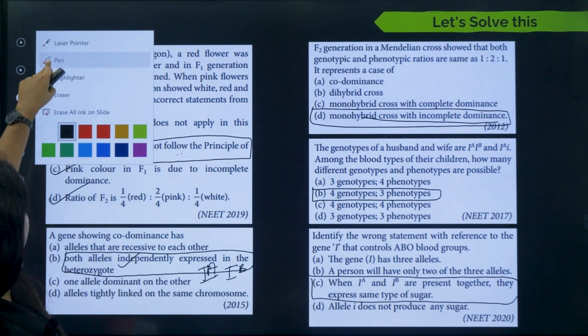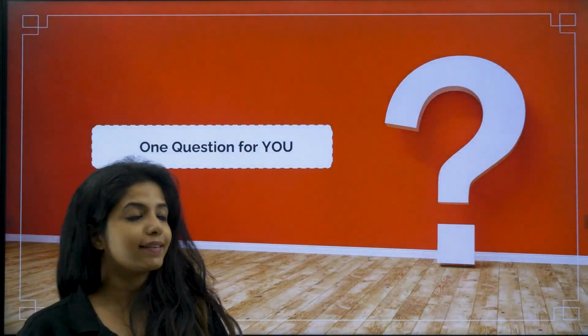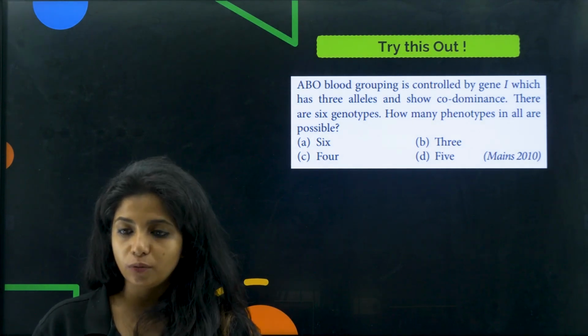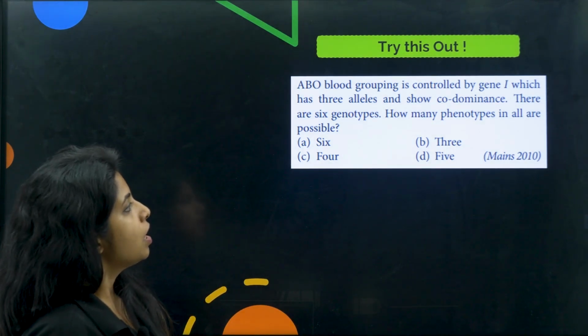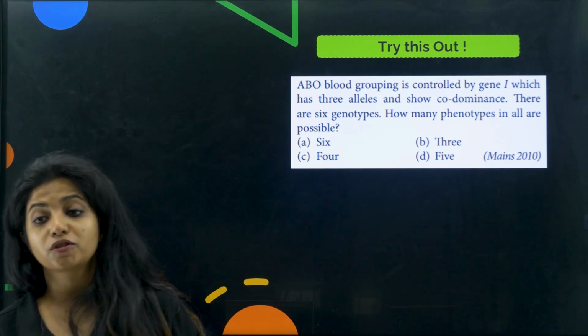Okay. Now going ahead, children, what do we have? One question that I have for you is this. Try this question out. ABO blood grouping is controlled by gene I, which has 3 alleles and shows codominance. There are 6 genotypes. How many phenotypes in all are possible over here?